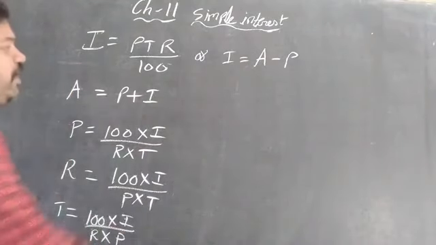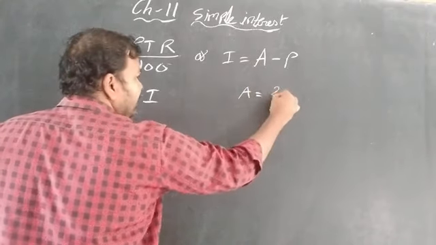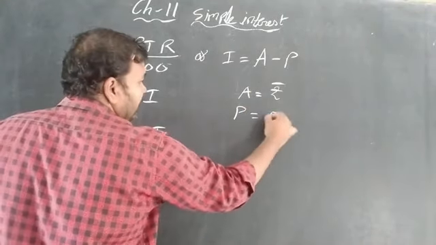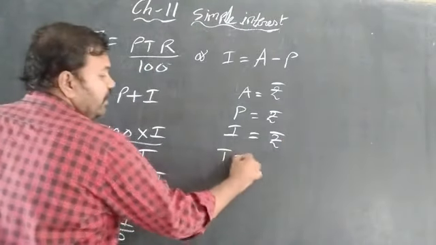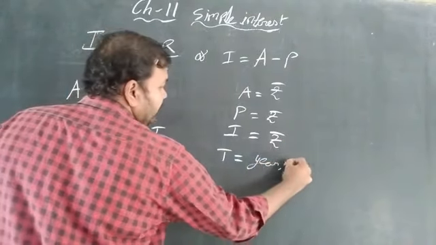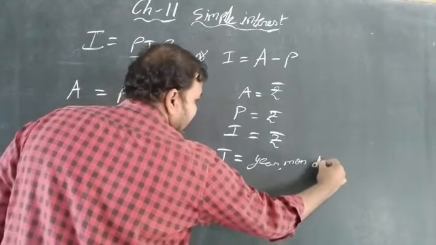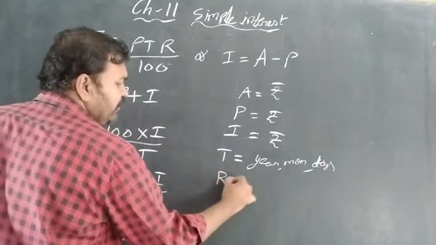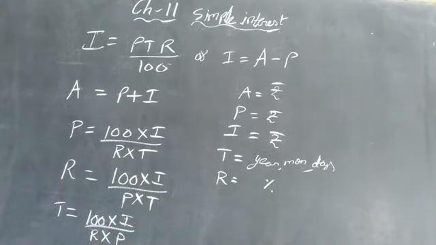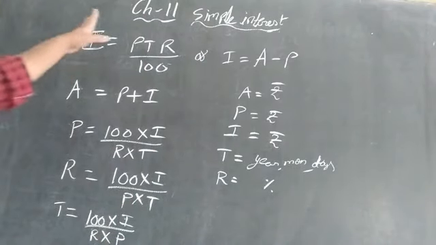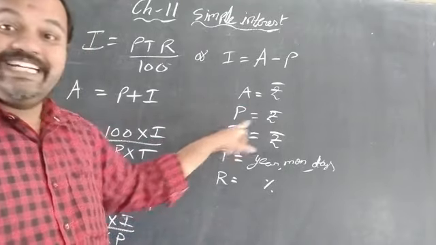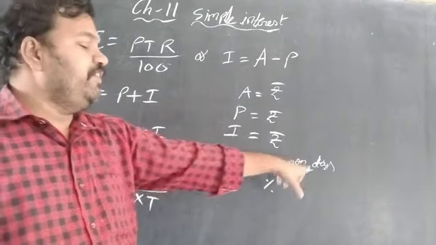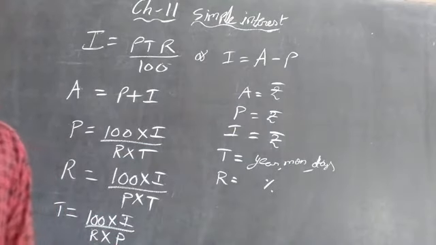Amount is in the form of rupees. Principal is in the form of rupees. Interest is also in the form of rupees. Time is in the form of years, months and days. Rate is in the form of percentage per annum. So, amount is in the form of rupees, principal is in the form of rupees, interest is in the form of rupees, time is in the form of years, days and months, and rate is in the form of percentage. As you know from the previous class, but I am reminding you.